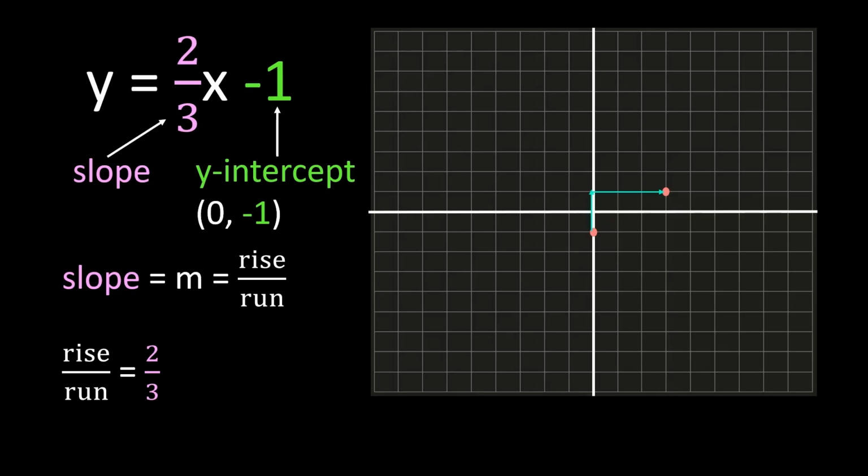And I can place a third point here by doing the same thing. I'm going to take my rise of 2 and my run of 3, and that's where I can place a third point. Now we're ready to just connect the points and put our line in. So this is a line that is y = 2/3 x - 1.